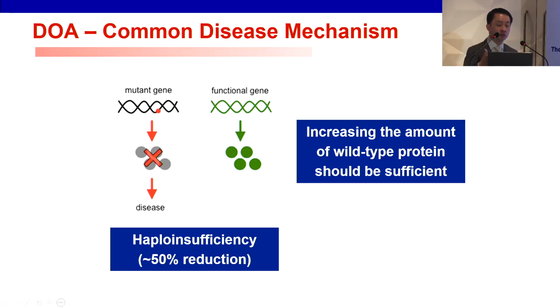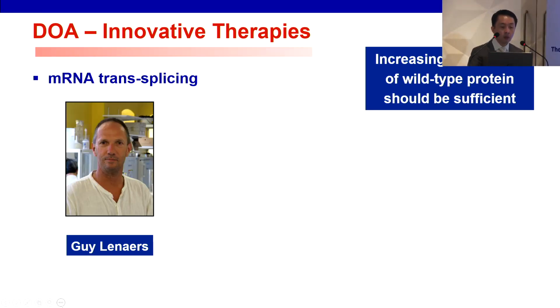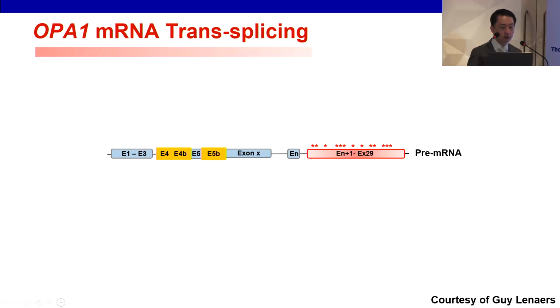We work very closely with a very good team in Angers, France. Guy Lenaers is the head of the unit there. I'm going to talk very briefly about a strategy called mRNA trans-splicing. It's actually not very complicated. If you look at this graphic here, this is the OPA1 gene, the DNA with all the exons.